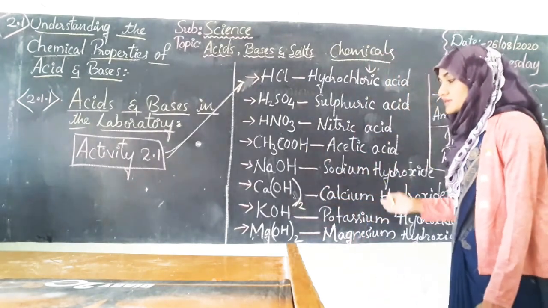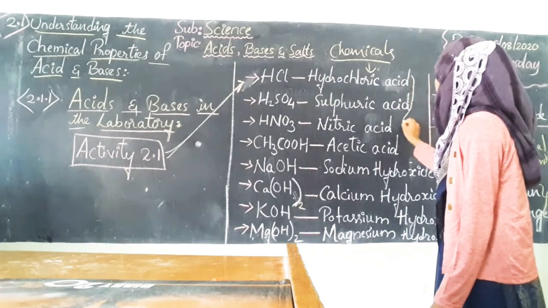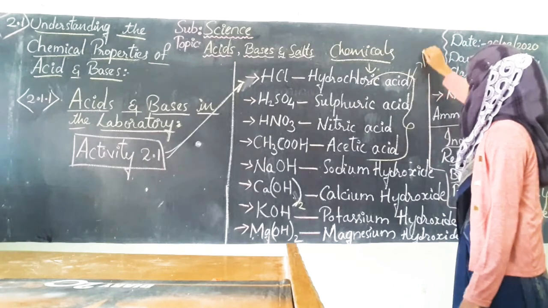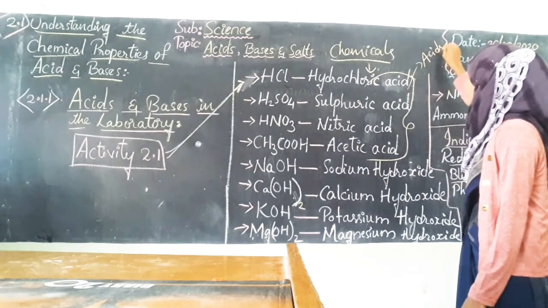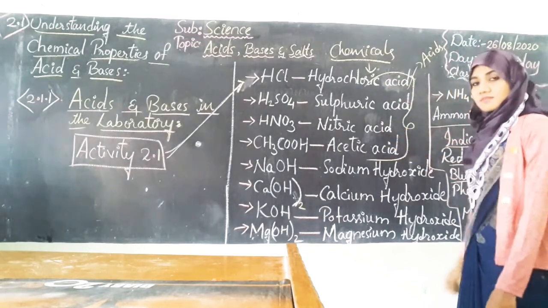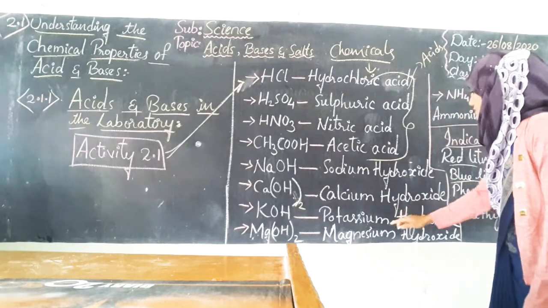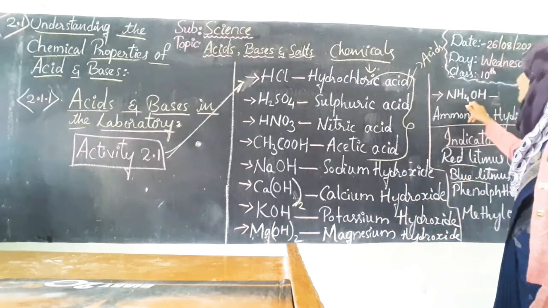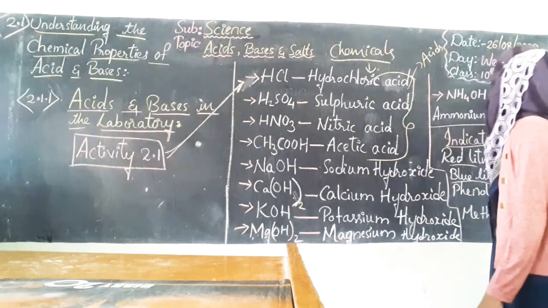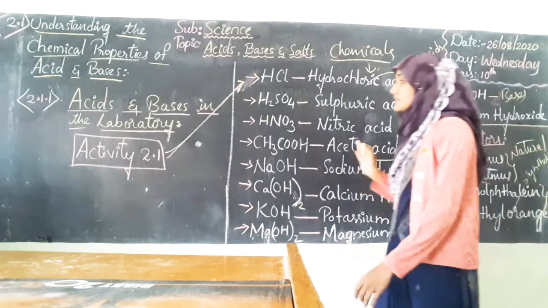Now which are the acids and bases among these? These four, hydrochloric acid, sulfuric acid, nitric acid, and acetic acid, are the acids. As you can see, the name itself says acid, acid, acid, acid, right? And the remaining five, sodium hydroxide, calcium hydroxide, potassium hydroxide, magnesium hydroxide, and NH4OH, that is ammonium hydroxide, are the bases.